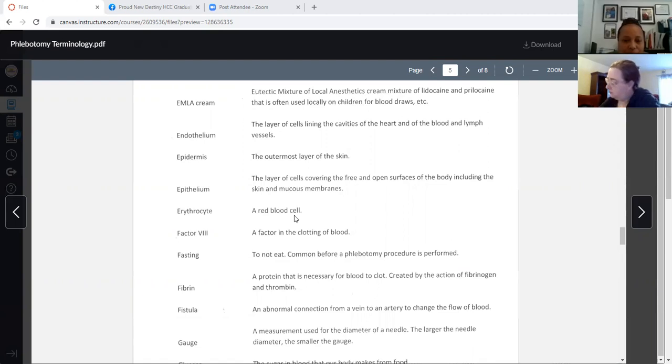Factor VIII, that's a factor in the clotting of blood. You want to highlight that. Factor VIII, it's a factor in the clotting of blood. It's also known as the anti-hemophilic factor. When we went through the A's, we saw that one. All right, fasting. You want to highlight fasting. I think we already know what that means. It means not to eat. It's common before a phlebotomy procedure is performed.